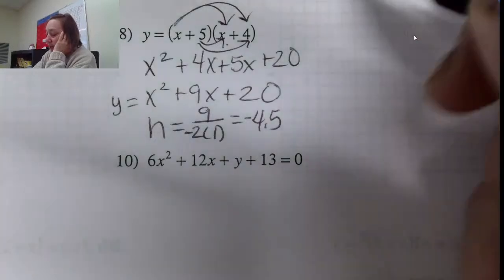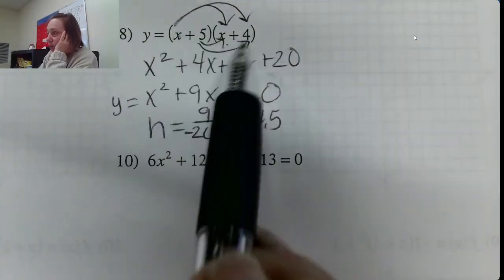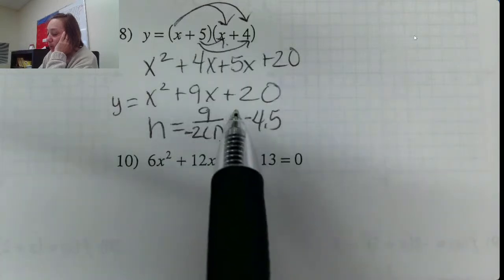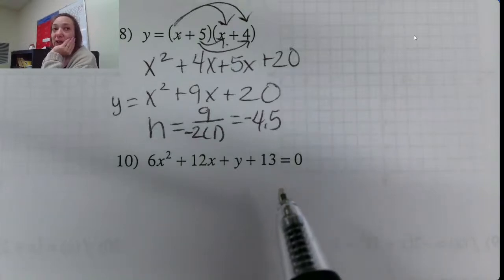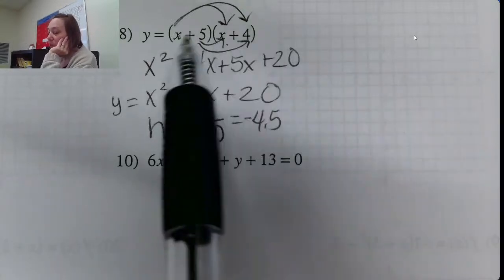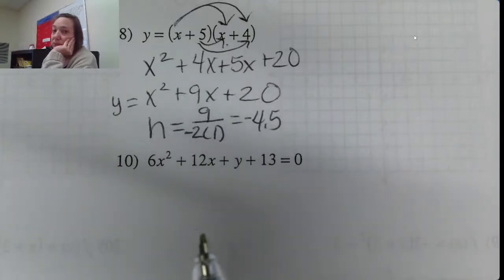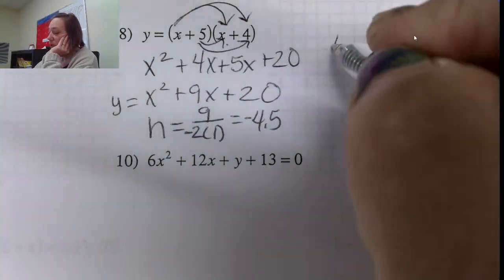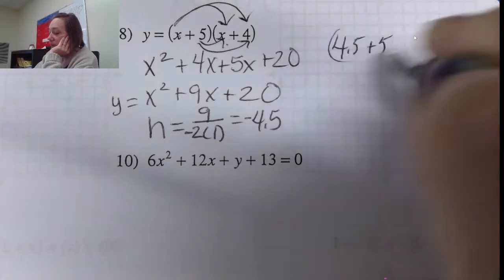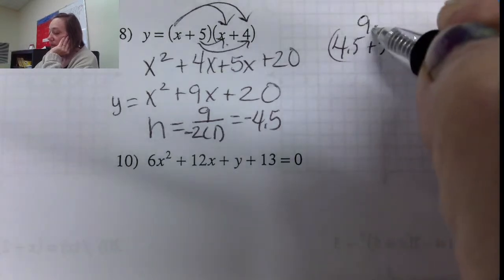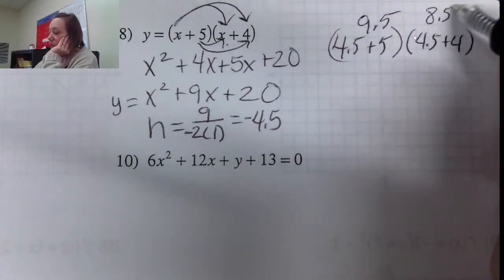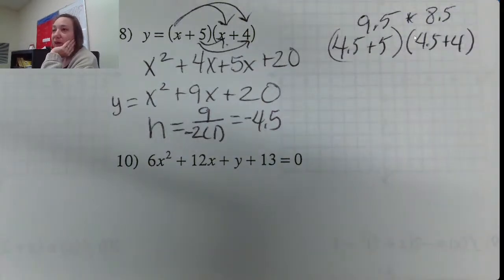Now, to find our K, we can either plug it in here, or we can plug it in here. It doesn't matter which one we use. Because if we messed up, we're already wrong anyway. So it's not going to hurt anything if we use our created equation. Which one would y'all prefer to use? The original or this one? The original? So if we use the original, we'll do 4.5 plus 5, and then 4.5 plus 4. So we've got 9.5 times 8.5. And you're multiplying those two numbers. So 9.5 times 8.5.